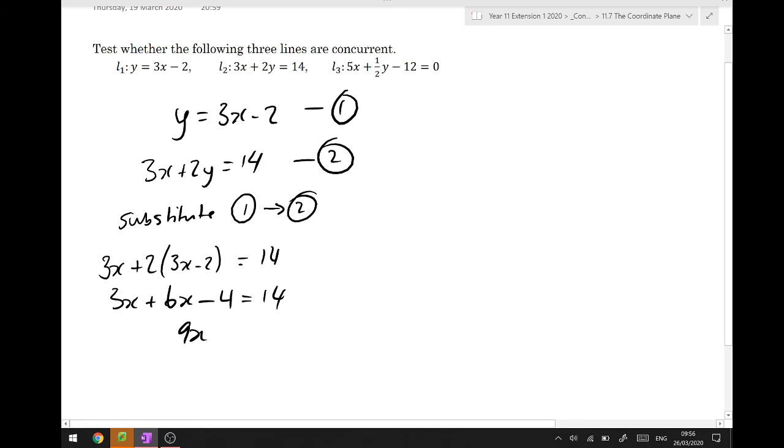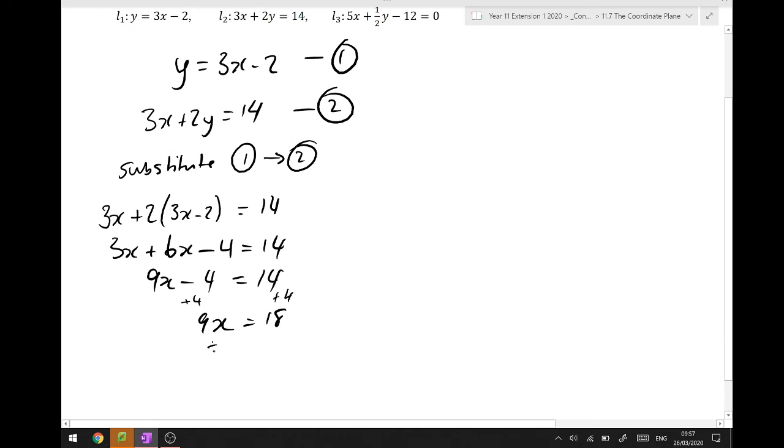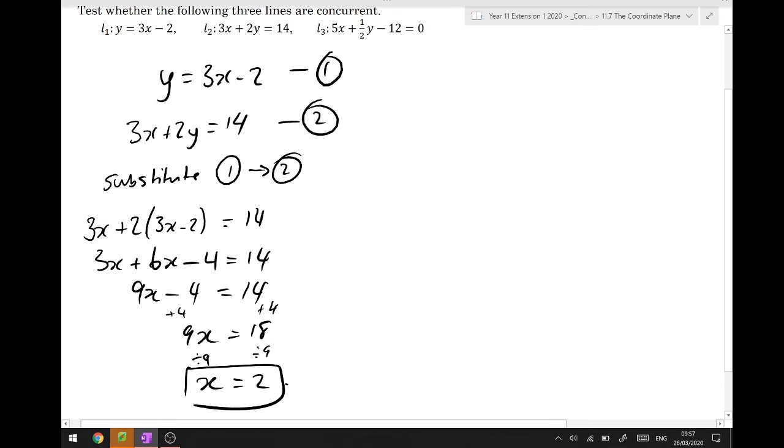Well, that's the same as 9x minus 4 is equal to 14. Adding 4 to both sides, we get 9x is equal to 18. And then last but not least, we're going to divide both sides by 9, and we get x is equal to 2. So that's our first point. Now, are we done? No, of course not. We need to find what our second point is.